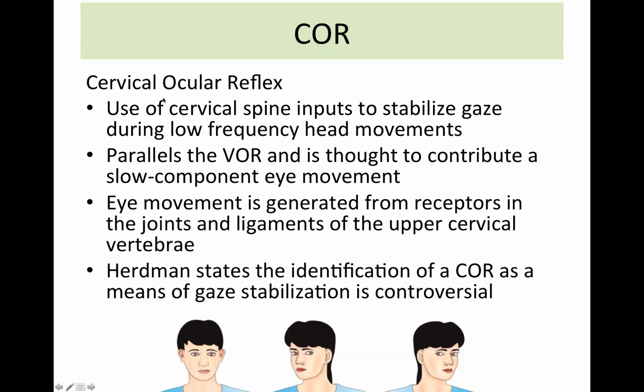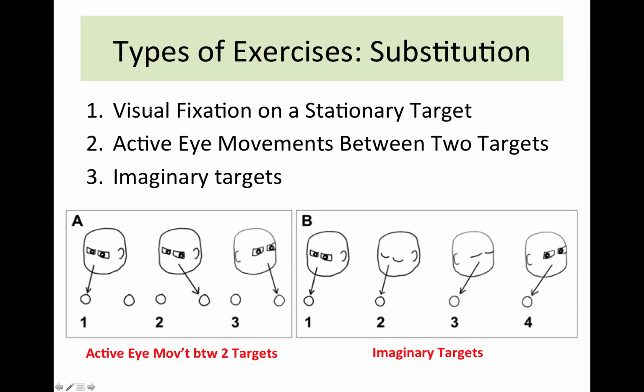We are also hoping that by targeting the cervical ocular reflex, we are bringing in input. This will be obviously at slower speeds. It's done the same way as VOR, where you visually fixate and you just move at a slower speed. So Herdman states that the identification of the COR as a means of gaze stabilization is controversial. But I've seen some improvements with it, and you're going to start with VOR at slower speeds anyway, and we'll teach you in lab how to calculate when you start getting to higher speeds when the vestibular system is taking over, okay? Here's some example things that you're going to teach patients is to fixate on something stationary.